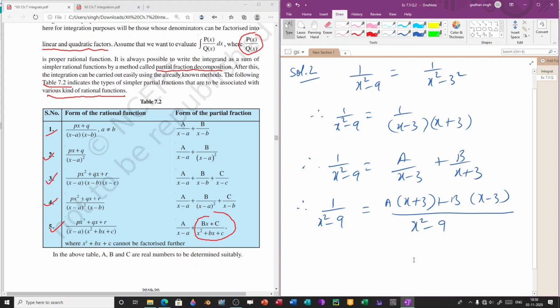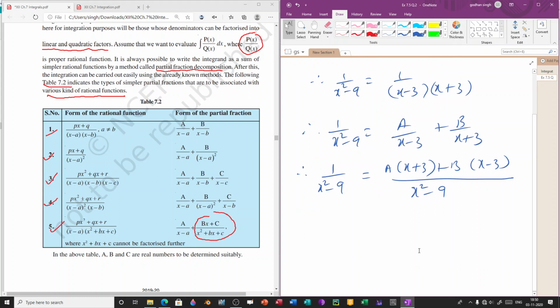Now next we will try to obtain the value of a and b. For that we can see that in the denominator on both sides we have x square minus 9, so that can cancel out. So we get 1 equal to, if we group x terms together, (a + b) into x, plus 3a and minus 3b. We put 3a minus 3b together because it is the constant part.